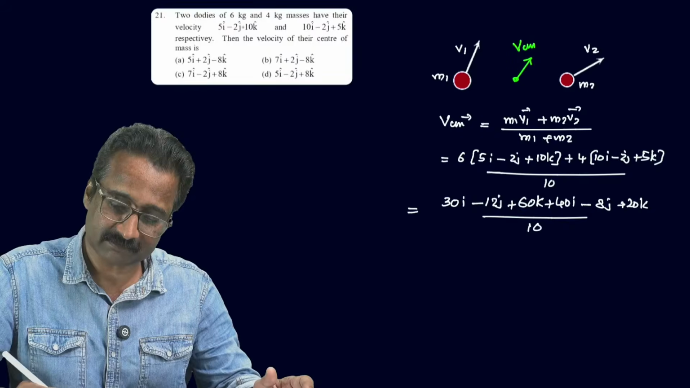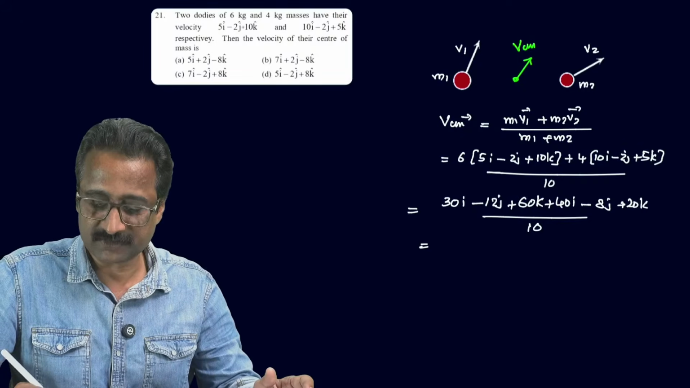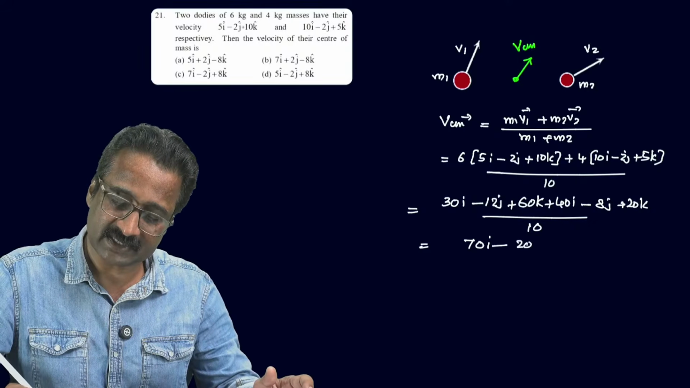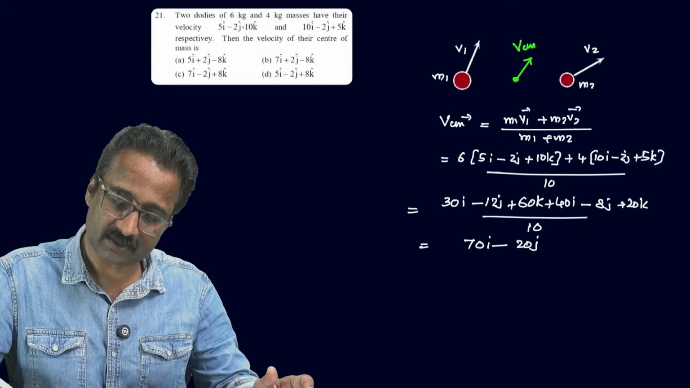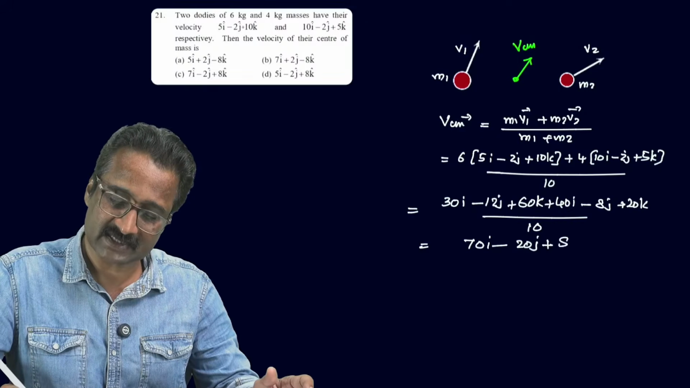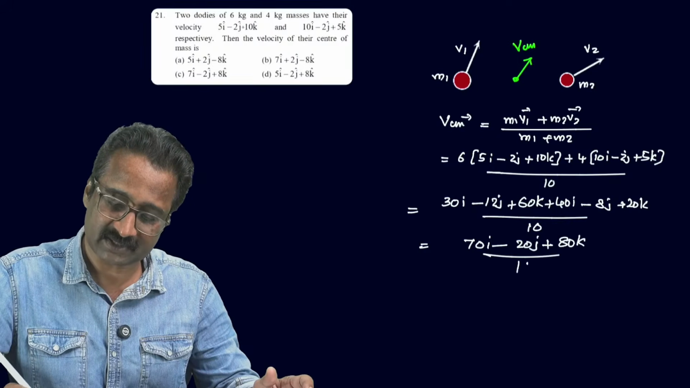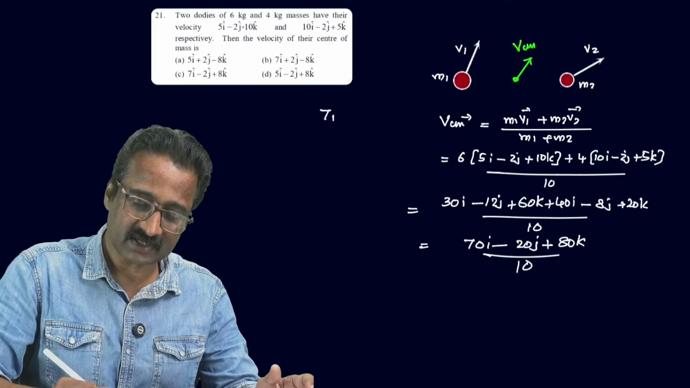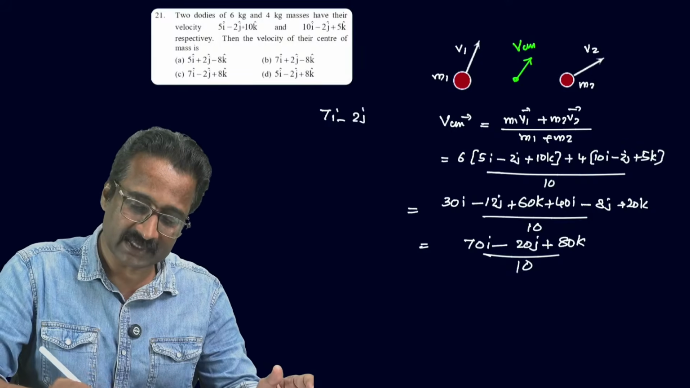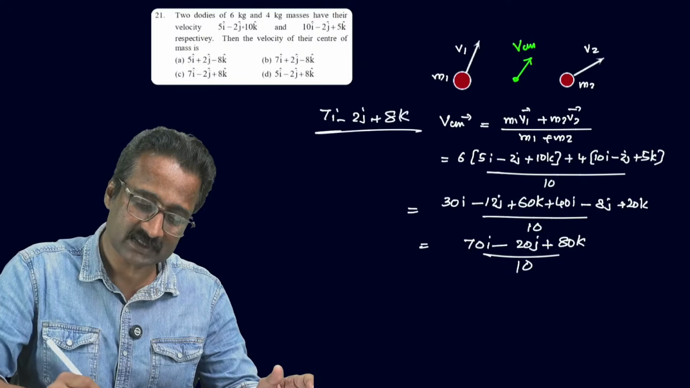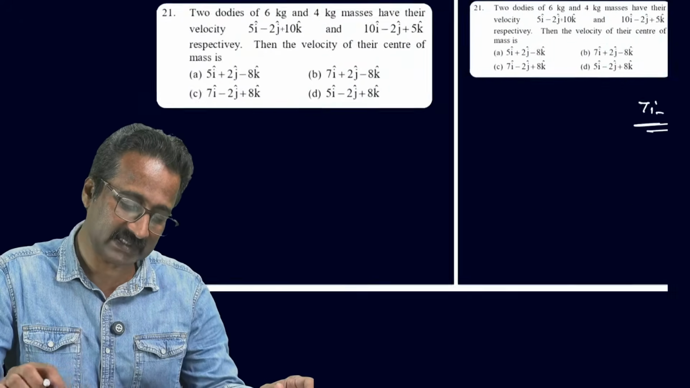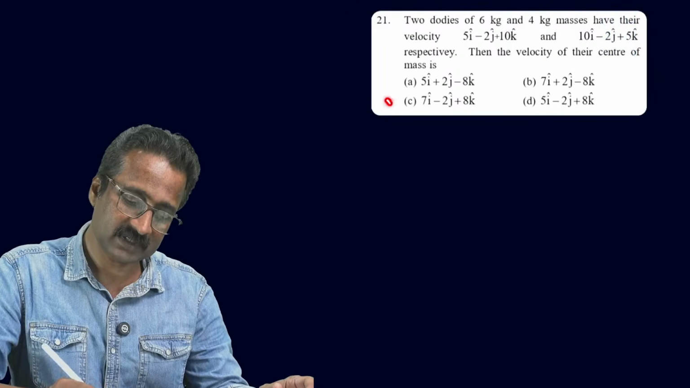This is equal to 6 into 5, 30i minus 12j plus 60k, plus 40i minus 8j plus 20k, by total mass 10. So 30 plus 40, I have 70i, then minus 20j, then I have 80k, whole divided by 10. So what is that? It is 7i first, minus 2j, finally 8k also. So that's the velocity of center of mass, which is 7, minus 2, 8. Your option is C. This one is correct.